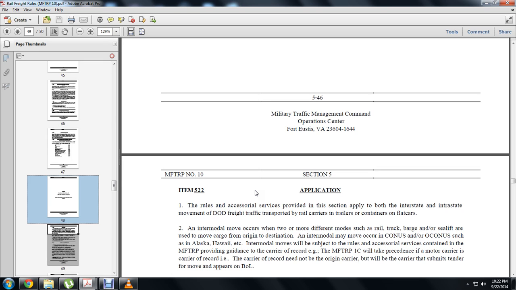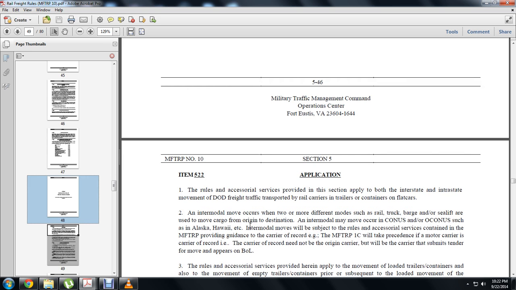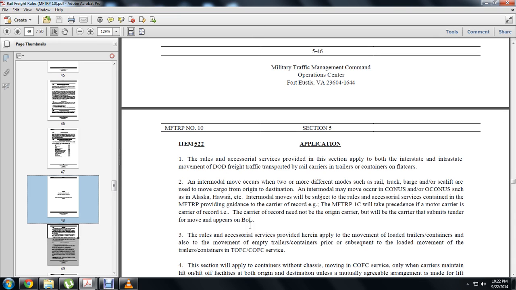The MFTRP 1C will take precedence for the motor carrier and the carrier of record. The carrier of record need not be the origin carrier, but will be the carrier that submits the tender for the move and appears on the BOL. The rules of accessory services provided herein apply to the movement of loaded trailers and containers, as well as the movement of trailers and containers prior to the subsequent loading movement of the trailers and containers.